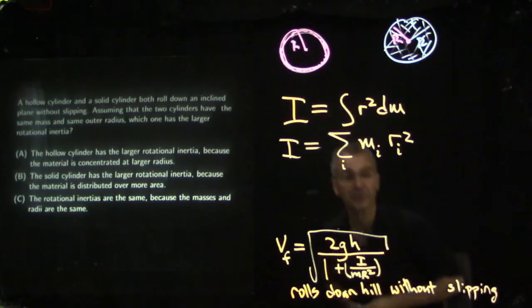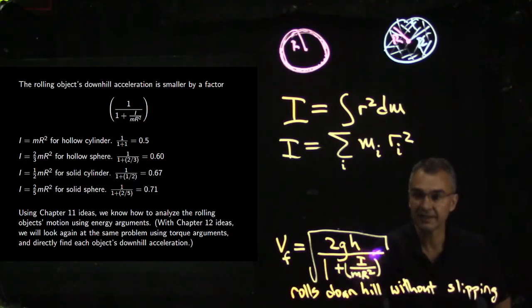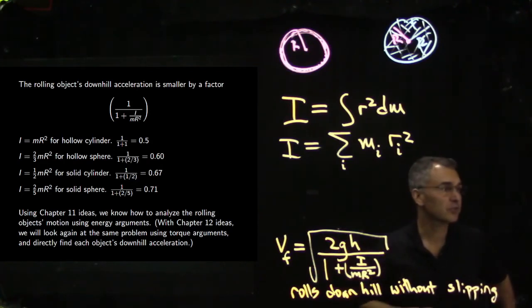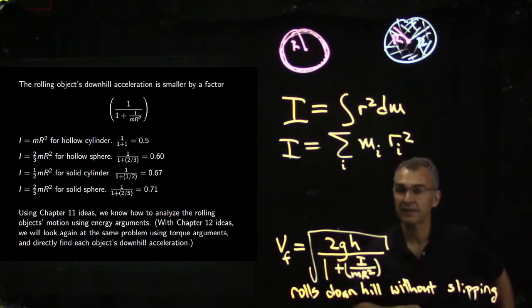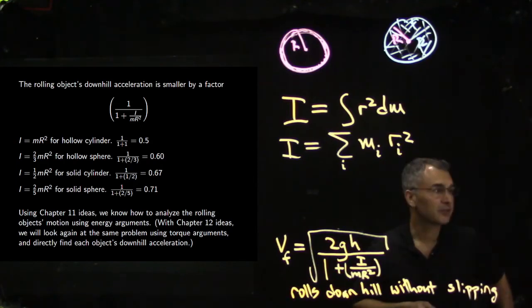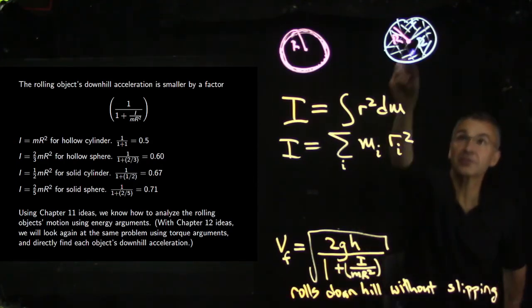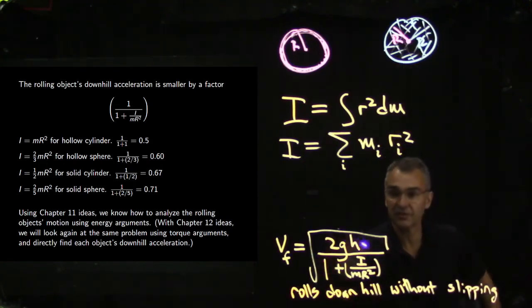So it turns out that for a hollow cylinder, I equals mr squared. And so this whole factor inside the square root is 1/2. So it's like square root of 1/2. For a hollow sphere, I equals 2/3 mr squared. And so it works out that the factor inside the square root is 0.6. So it's square root of 0.6. It turns out for a solid cylinder, like this one, I equals 1/2 mr squared. That means that the factor inside the square root is 2/3. So that's square root of 2/3.